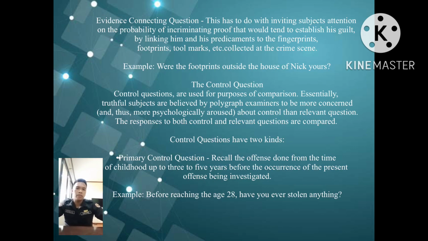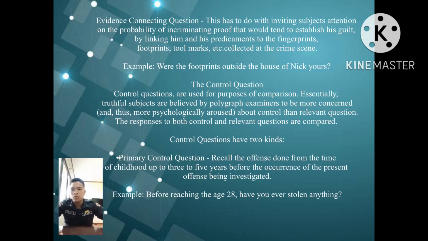So, good day. My name is Mario Binvaro and I'll be explaining about the evidence connecting question. Evidence connecting question has to do with inviting the subject's attention to the probability of incriminating proof that would tend to establish his guilt by linking him and his predicaments to the fingerprints, footprints, tool marks, etc. collected at the crime scene. Example, were the footprints outside the house of Nick yours?